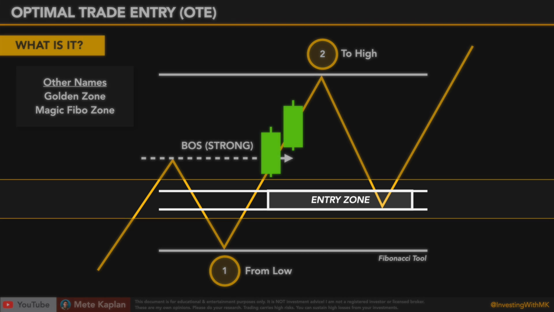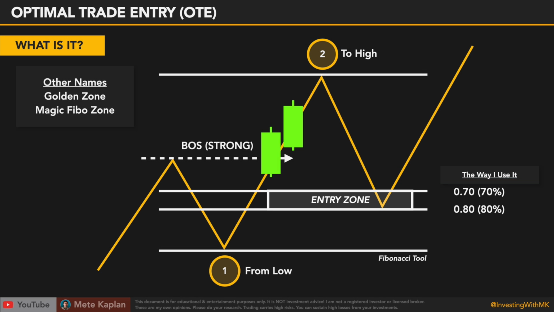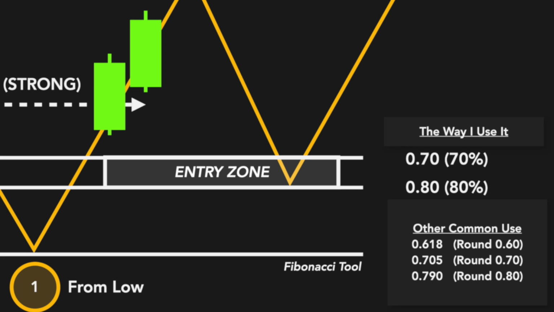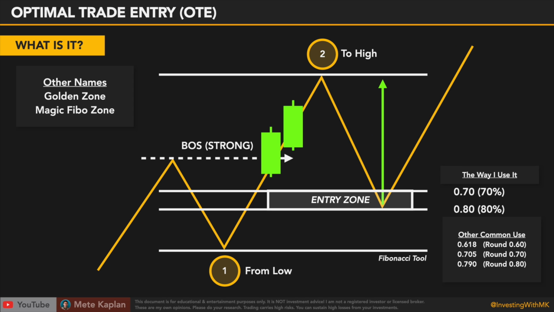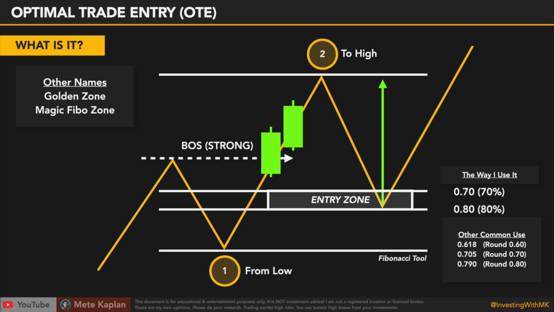What I teach here is the basics. My entry zone area is between 70% and 80%. Again, this is the way I use it. Every Fibonacci trader has their own price levels. The other common ones are 0.618, 0.705, 0.790. What matters is the premium and the discount zones. These 0.6, 0.7, and 0.8 are just numbers, nothing else. We need to focus on the meaning of supply and demand areas, which I'll explain later on.